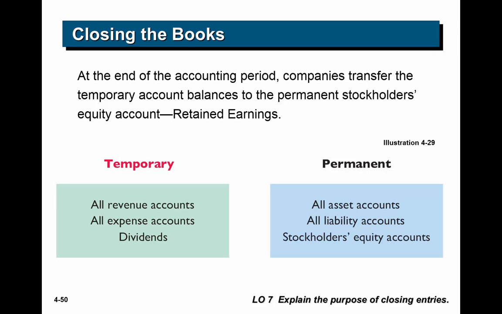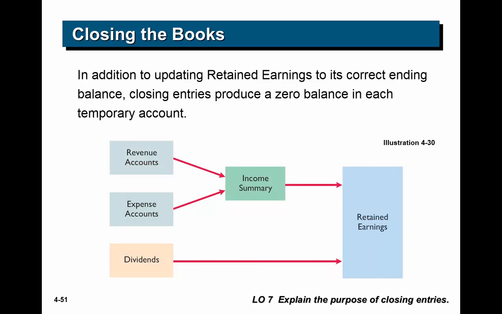And the way we do that is we transfer them all to a permanent account, and that permanent account is retained earnings. Okay? So closing the books is the process by which we transfer the revenue, expense, and dividend accounts to retained earnings. And here's how it happens. The revenue and expense accounts are closed to an account called income summary. Then income summary is closed directly to retained earnings. Dividends is also closed directly to retained earnings.